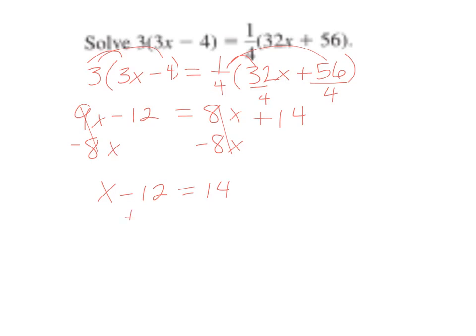Now I'm going to add 12 to both sides. That's going to give me x is equal to 26. Now, it doesn't say to check this one, but if you wanted to check it, you could. You would just plug it in for the x variables and use order of operations. But we're not going to check this one.